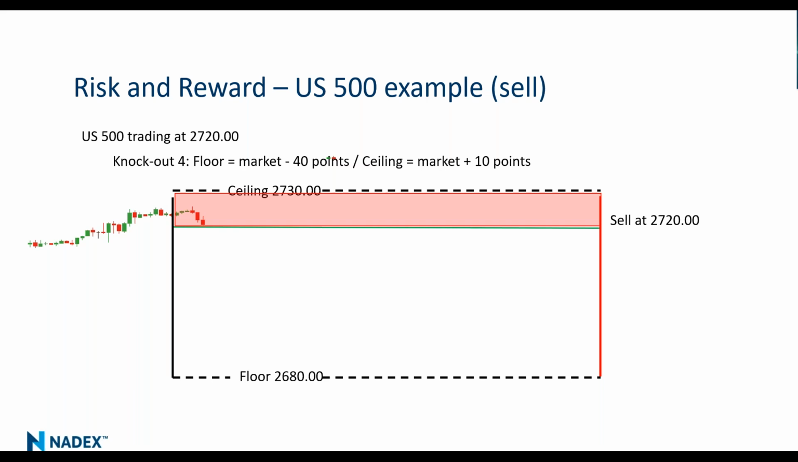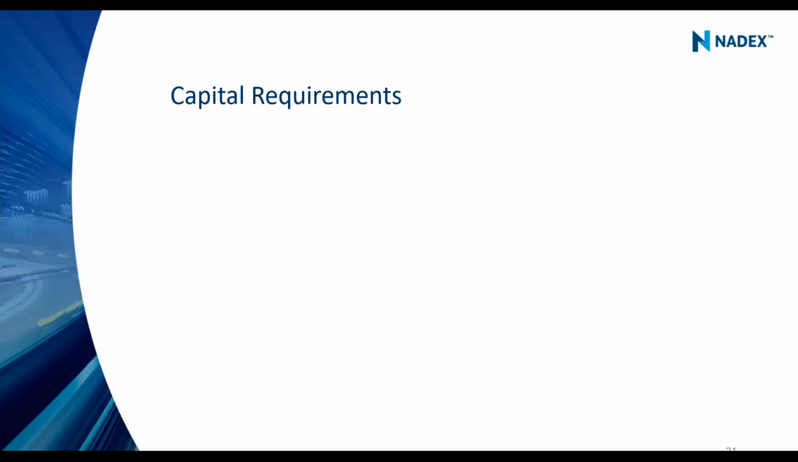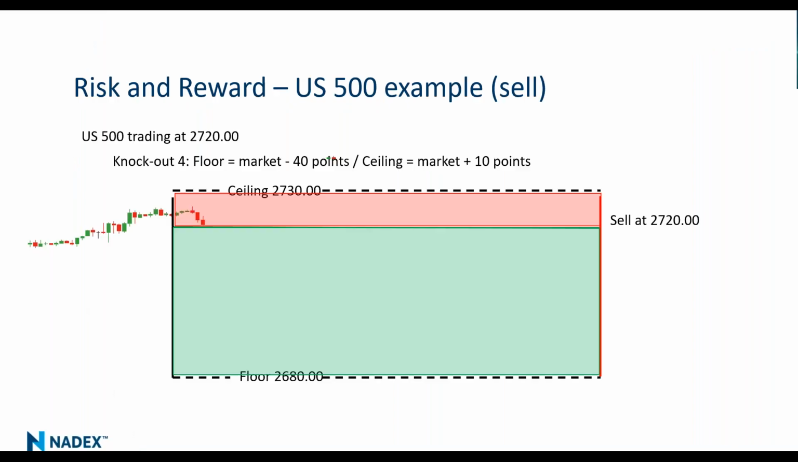Again, how much of a stop loss level do you want to have? How much risk am I willing to take for what level of reward? So again, the reason that we offer 4 knockouts is for you to choose the right risk reward relationship, and it also benefits you on capital requirements.